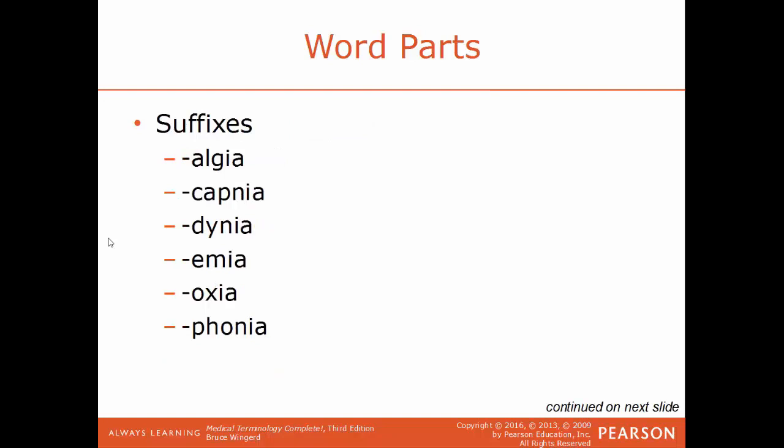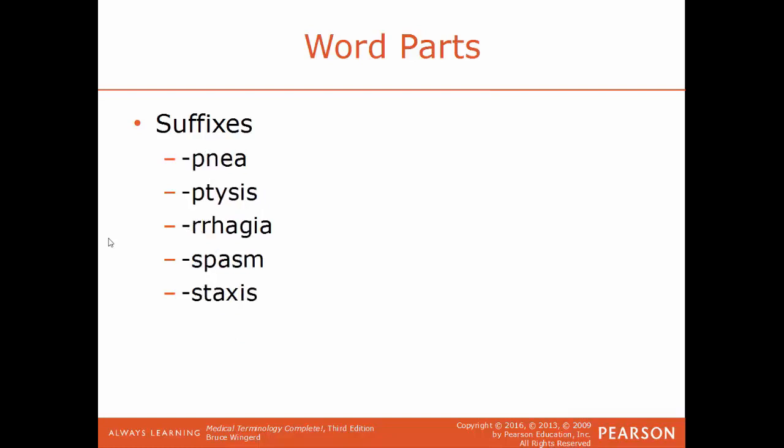Alright, now move on to some common suffixes for the system. The first one, algia, is a reference to pain. The next one, capnia, is a reference to carbon dioxide. Dynia is a reference to pain. Emia means of the blood. Oxia is a reference to oxygen. Phonia is a reference to the voice or sound. The suffix pnea is a reference to breathing. Ptisis is a reference to spitting. Rrhagia is a reference to bursting forth, usually bursting forth of blood. Spasm, involuntary violent contraction of muscle. And last term here, staxis, is a reference to a dripping or a trickling out.